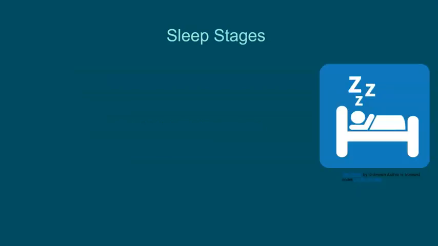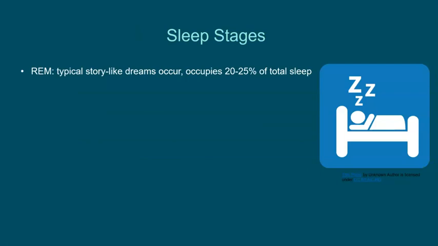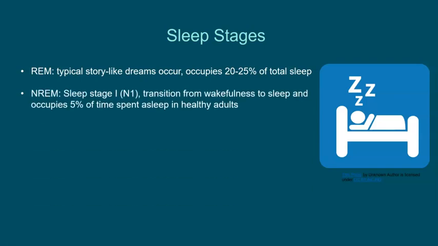There are different sleep stages. We have REM sleep, in which story-like dreams typically occur, and it occupies about 20 to 25% of the total sleep. You have non-REM sleep, and there are different non-REM stages. This is sleep stage 1, which is a transition from wakefulness to sleep. It occupies about 5% of the time spent in healthy adults.